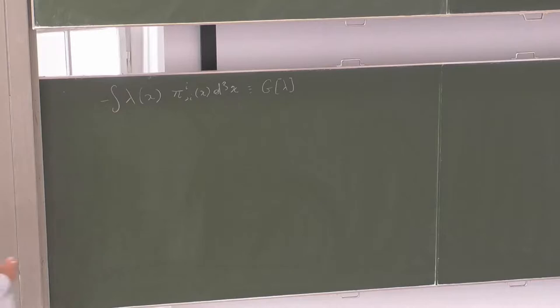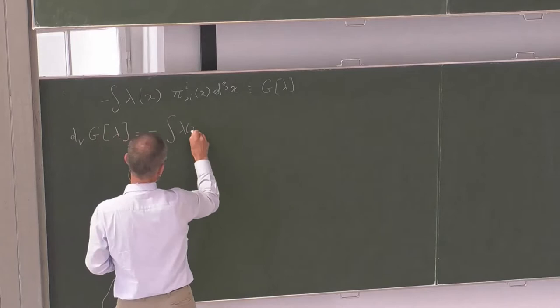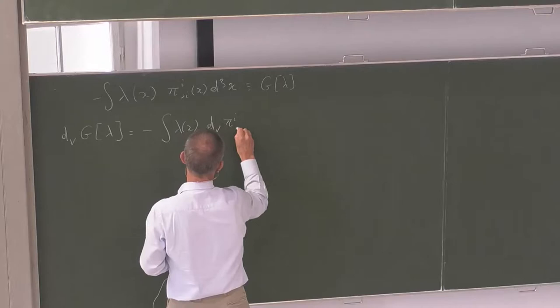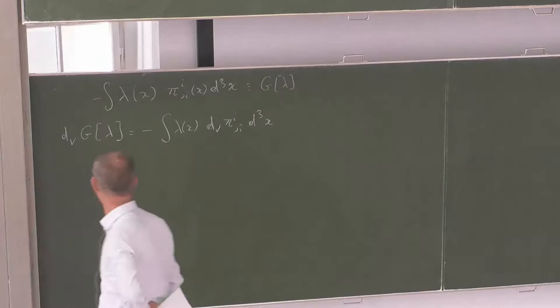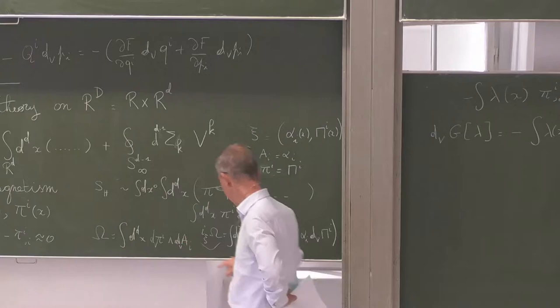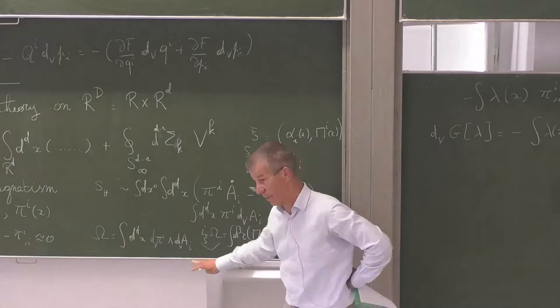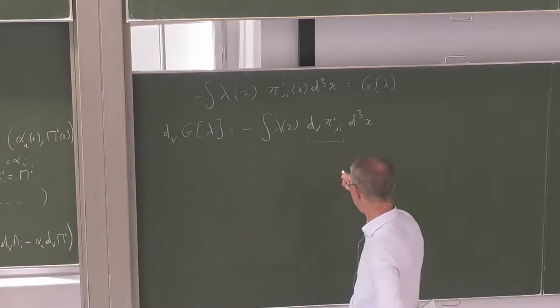Let's compute. I will compute dv of g of lambda. Then I get minus the integral of lambda of x, which does not depend on the field, times dv pi^i comma i, d^d x. And I want to compare this with the symplectic form to read off xi and alpha^i. But this is not exactly of the same form, because in the symplectic structure I have no differentiated pi^i or A^i. So to bring it to this form, I have to integrate by parts.